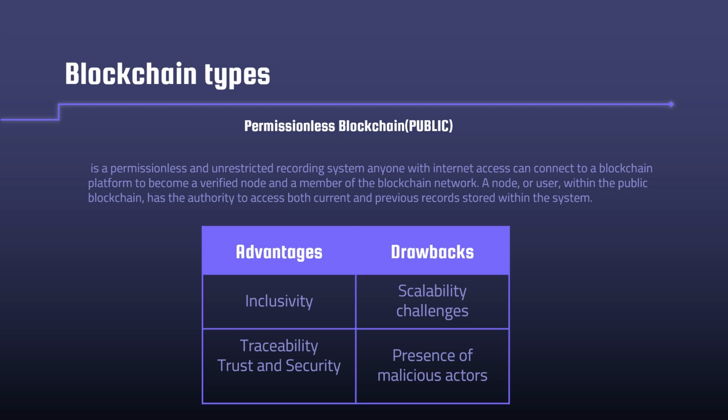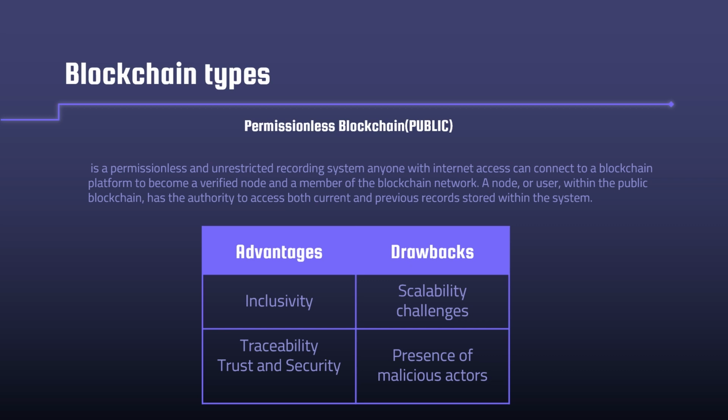A permissionless blockchain, also called a public blockchain, is a permissionless and unrestricted recording system. Anyone with internet access can connect to a blockchain platform to become a verified node and a member of the blockchain network. A node or user within the public blockchain has the authority to access the current and previous records stored within the system. Participants are allowed to view updates on the blockchain and have permission to read the blockchain data. The most popular public blockchains are Bitcoin and Litecoin.